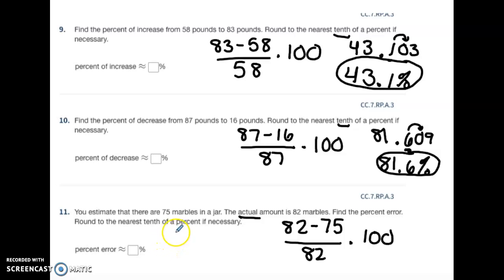When you put it in your calculator, you are going to get 8.536. Again, it says round to the nearest tenth. Here's the tenths place. Look to the right. It's a 3. It stays the same again. So 8.5% is our percent error.